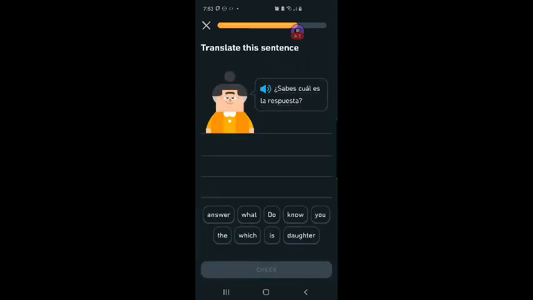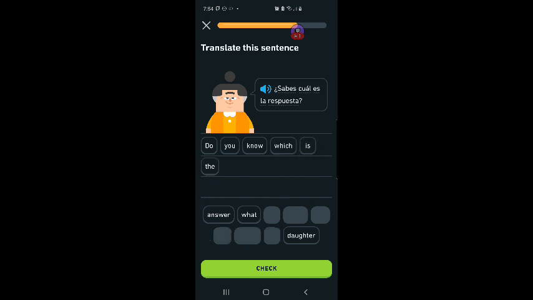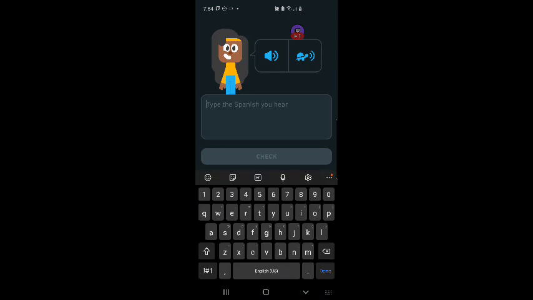Continue. ¿Sabes cuál es la respuesta? That's super funny. Do you know which is the answer? Respuesta. What the answer is? Do you know what the answer is? Yes. ¿Sabes cuál es la respuesta? ¿Por qué no nadamos hoy? Why don't we swim today?